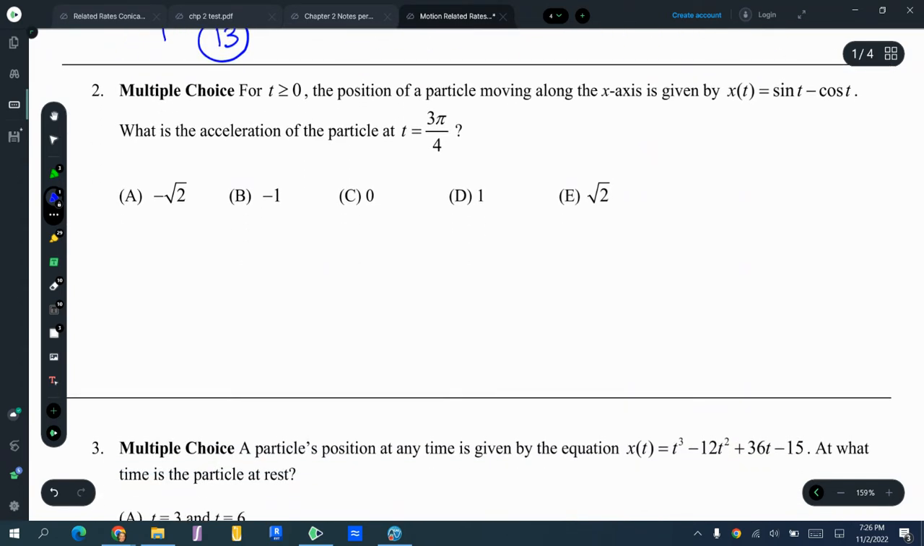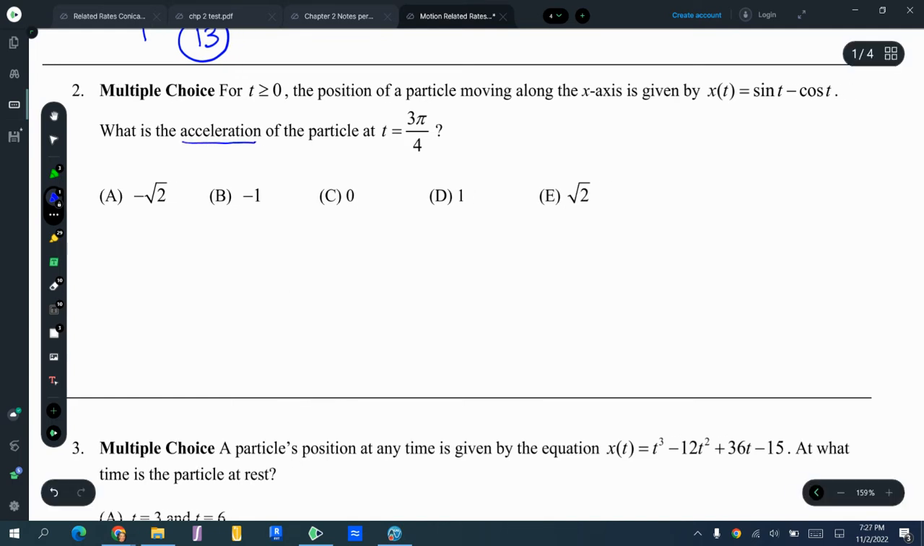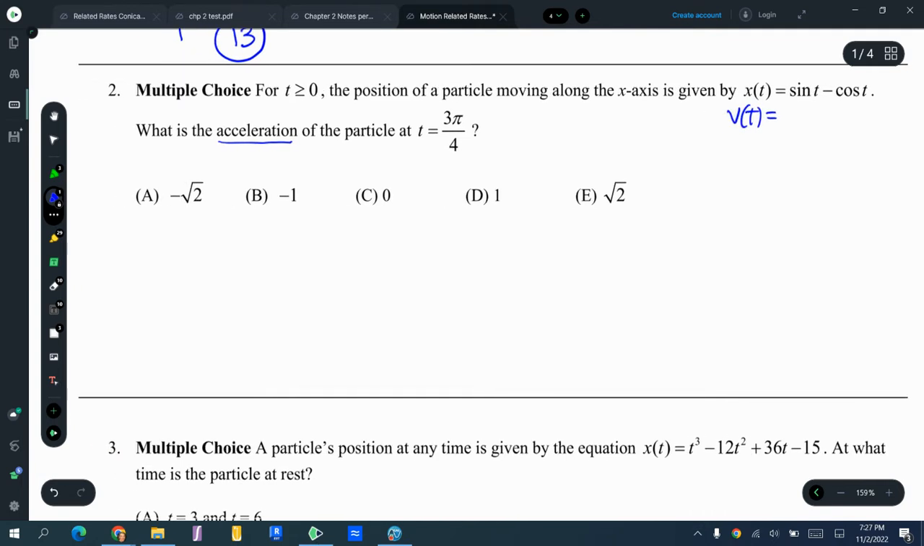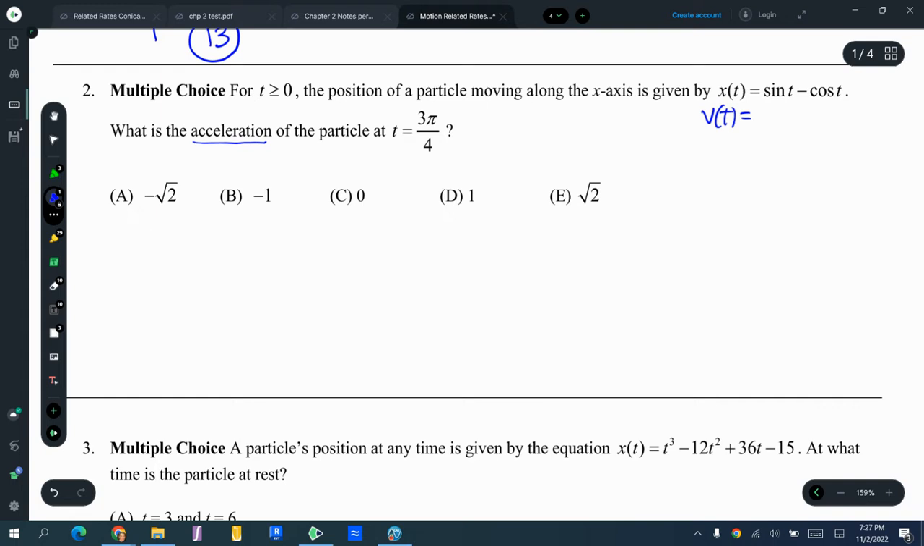The position of a particle moving along the x-axis is given by the position equation. What is the acceleration of the particle? Well, velocity is the first derivative, so we're going to go ahead and take the first derivative of this. The derivative of sine of t is cosine of t, and the derivative of cosine of t is negative sine of t. And simplify that just a little bit: cosine of t plus sine of t.